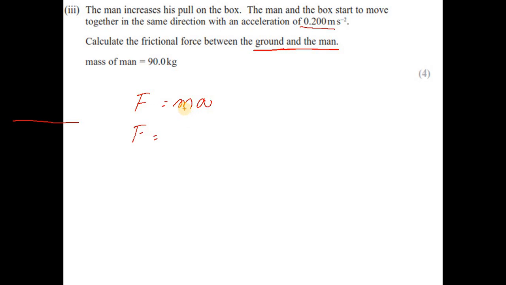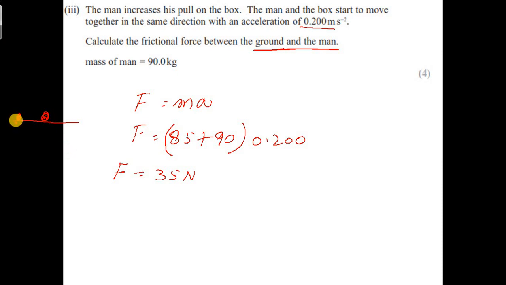So F equals m, where m is the total mass during the motion, so total mass is 85 plus 90. This is the total mass because the man is pulling the box. So overall, you consider the man and the box as one particle. So the total mass would be 85 plus 90, and both are moving with the same acceleration. So you can say that ma, which is 0.200 times that mass, F is equal to 35 newton. So this is a resultant force. In fact, what do we need to do? This is the man and this is the box.